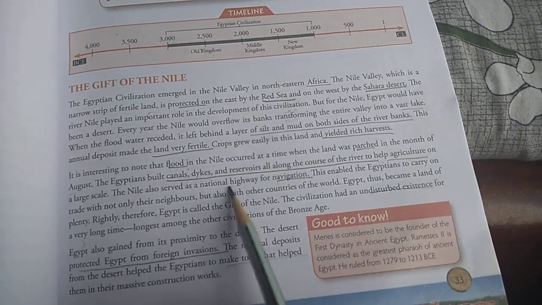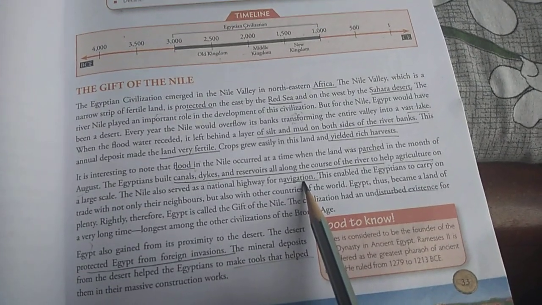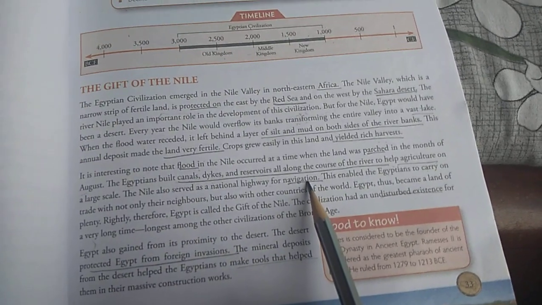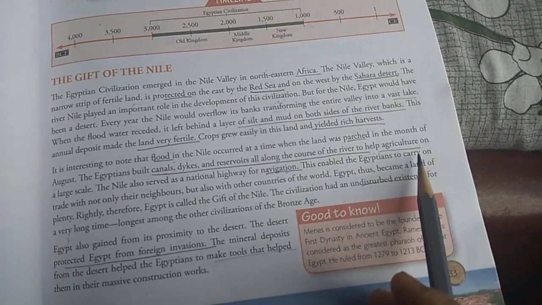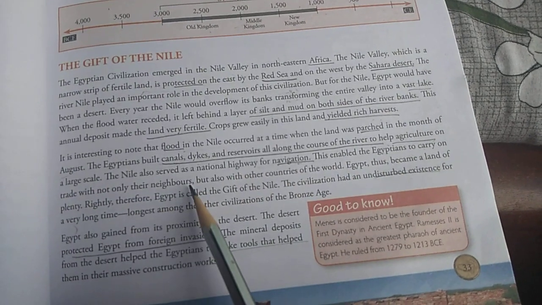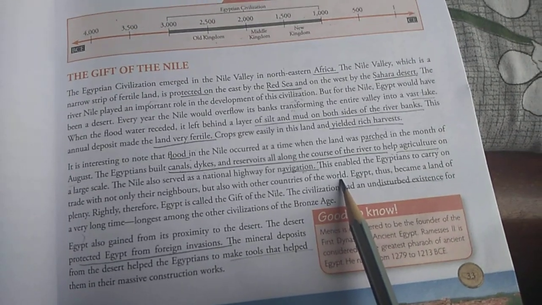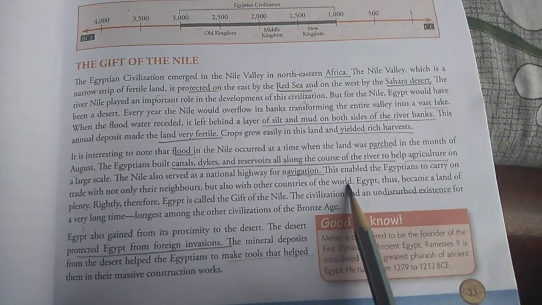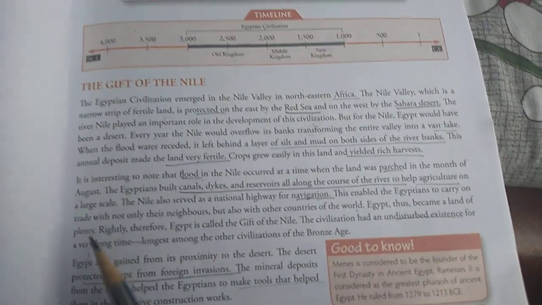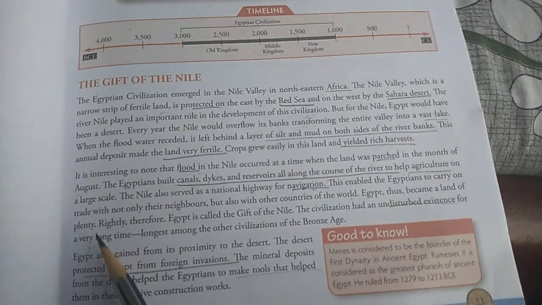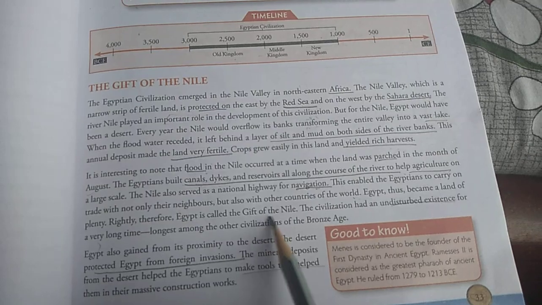The Nile also served as a national highway for navigation. Navigation means the movement of water traffic from one place to another. They used to travel through the river using ships. This enabled the Egyptians to carry on trade not only with their neighbors but also with other countries of the world. With the help of the river Nile, they moved to other places for trade. Egypt thus became the land of plenty. Plenty means it was good not only in agriculture but also in trade. Rightly, therefore, Egypt is called the gift of the Nile.